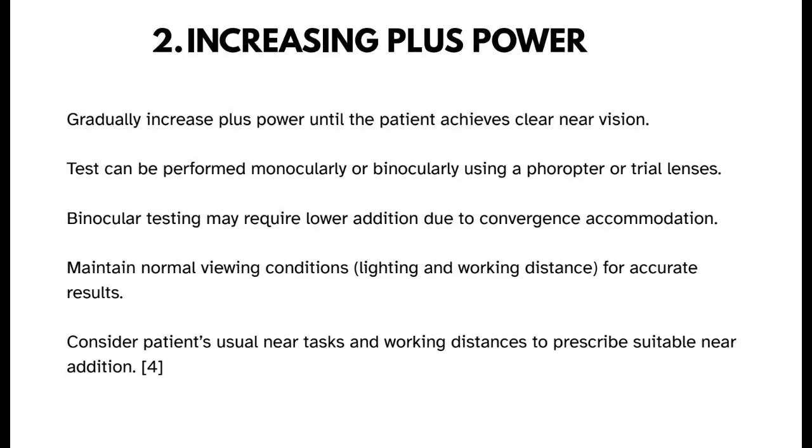Then we have increasing plus power. So distance correction we have plus 3 minus 1 at 90. We have to place this in the trial frame and ask the patient to hold the near chart at working distance, and we have to put near add in 0.25 steps. So plus 0.25, plus 0.5, plus 0.75 and plus 1. We have to increase it until the patient gains N6 on the reading chart.